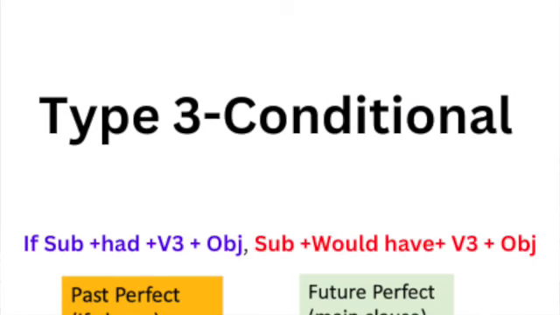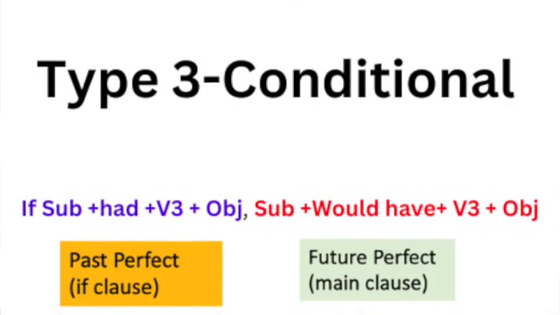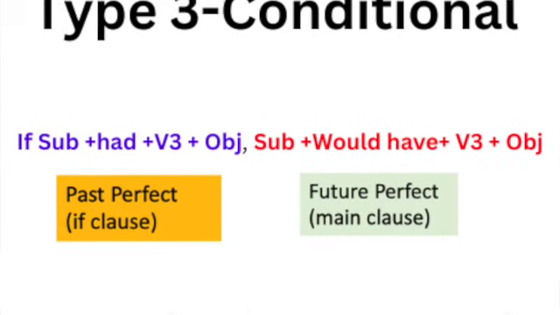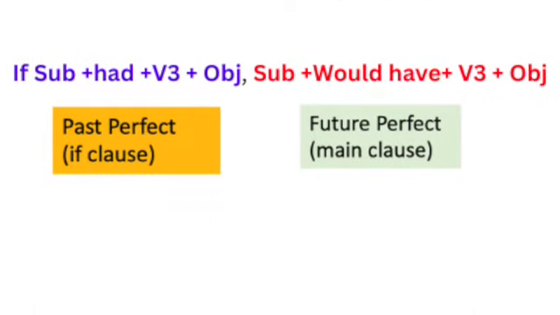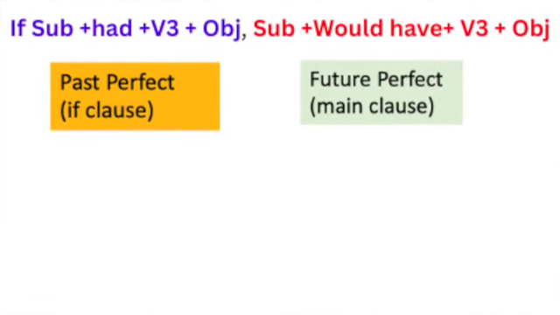Let's see what the formula is for type 3 conditional. The formula to frame a sentence in type 3 conditional is: if clause, if subject plus had plus V3 form of verb plus object, comma, followed by the main clause, subject plus would have plus V3 form of verb plus object. Let's see how we can frame a sentence using this type 3 conditional.